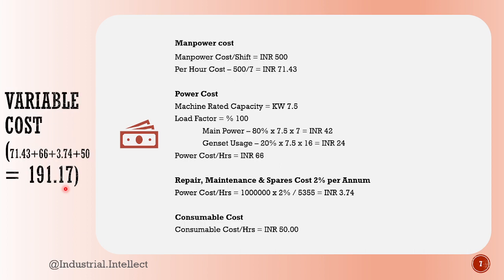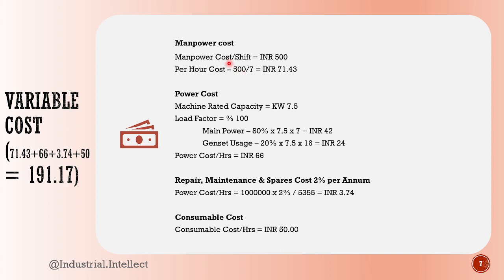Then the next is the variable cost. Variable costs are manpower cost, power cost, repair and maintenance cost, and the consumable cost. So these are the variable costs. Whenever we use the machine, only at that time they are incurred. Say manpower, whenever the machine runs, only at that time the manpower is needed. Power cost also, whenever the machine starts, at the same time the power consumption will start.